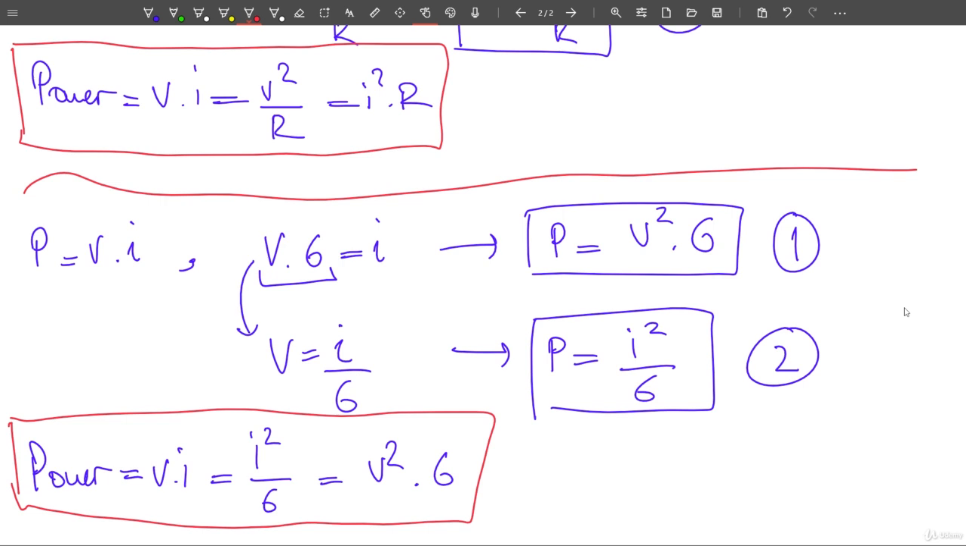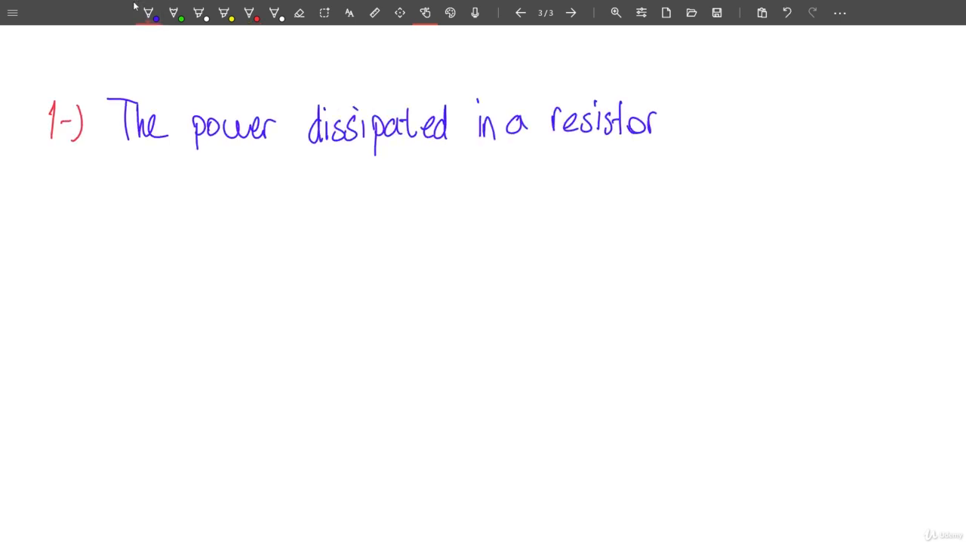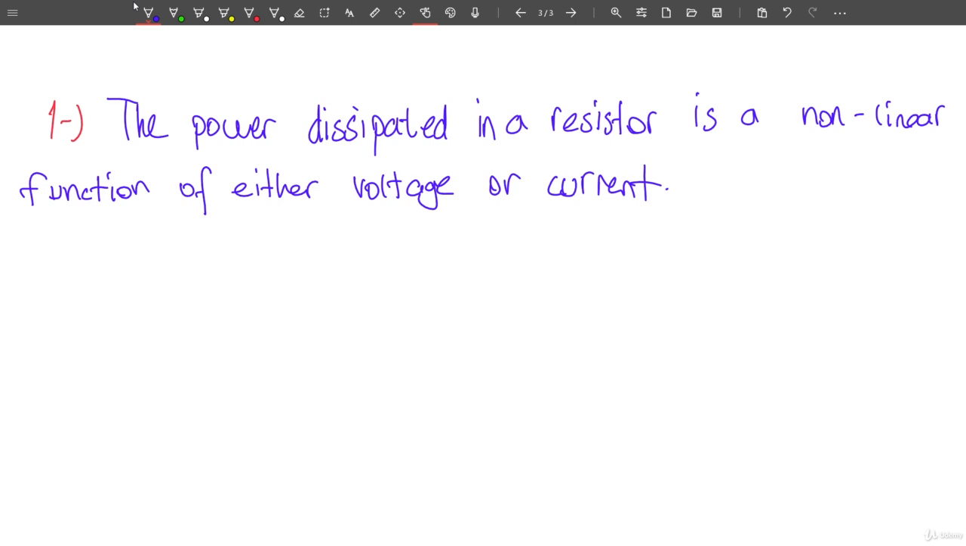And that's the end of the lesson, but I have a few notes that I'd like to mention. The first one is the power dissipated in a resistor is a non-linear function of either voltage or current. This note means that the power dissipated can be a function of voltage or a function of current. It doesn't matter, but it is not a linear function. It is a nonlinear function since your voltage and current values can change from time to time. That's the message in here.